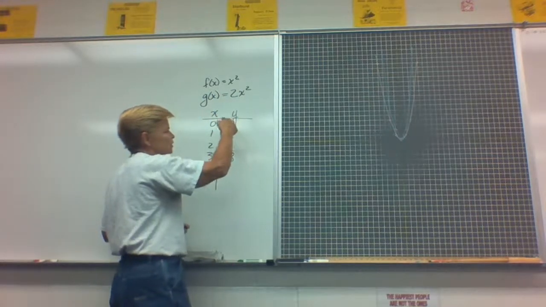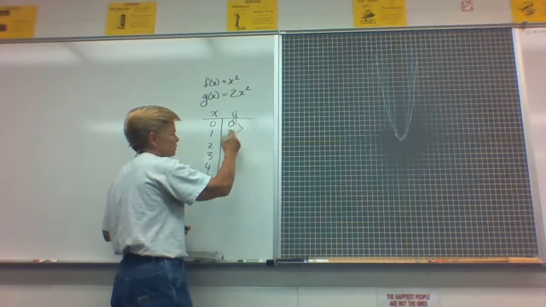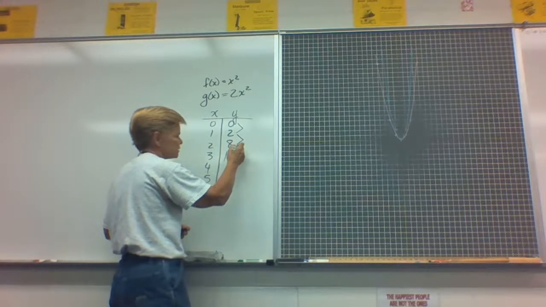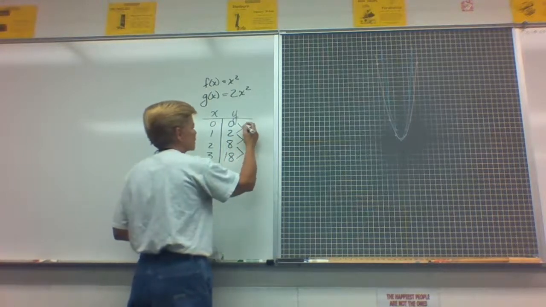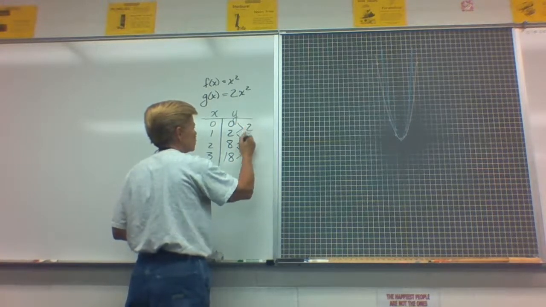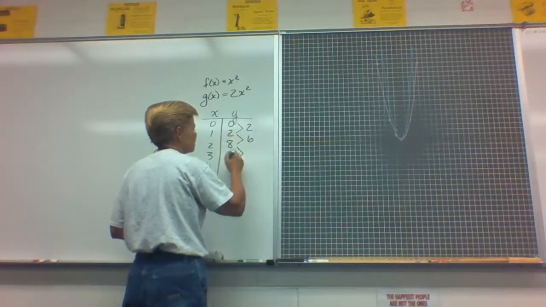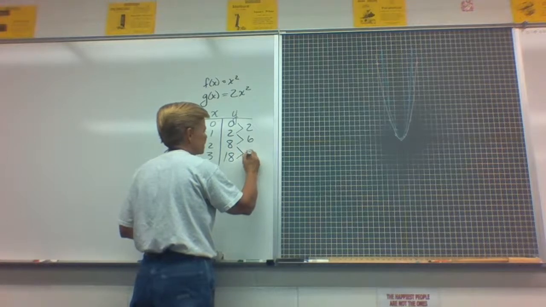But the difference between 0 and 2 now is 2. And 2 and 8 is 6. And 8 and 18 is 10. So I'm going to put these in here. So from 0 to 2 is 2. From 2 to 8 is 6. From 8 to 18 is 10.